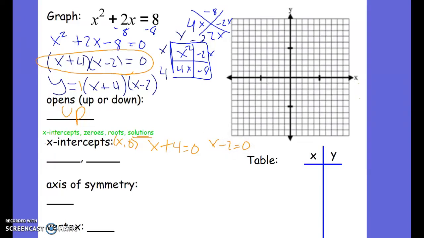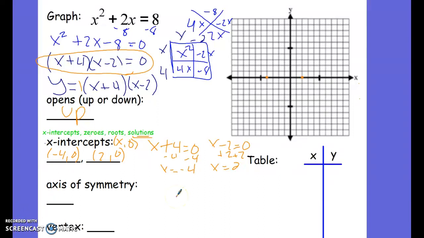So in order to find these x-intercepts or solutions, we're going to use that same method. We set each of our factors equal to 0, and then we figure out what x value would make that true. It looks like x could be -4, or when we solve x minus 2 equals 0, x could be +2. So our x-intercepts are (-4, 0) and (2, 0). So I'm going to take a second to graph those.